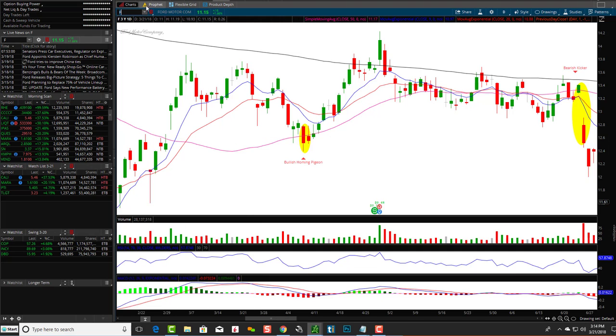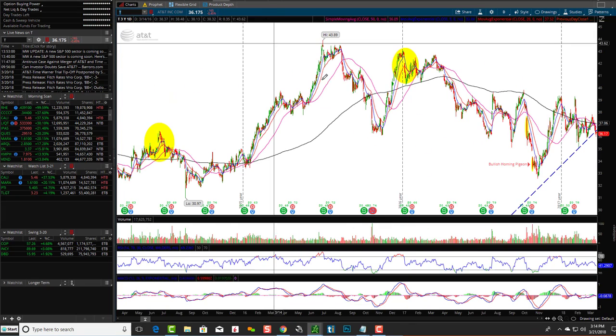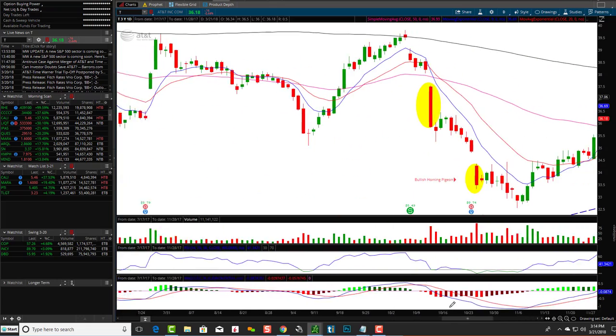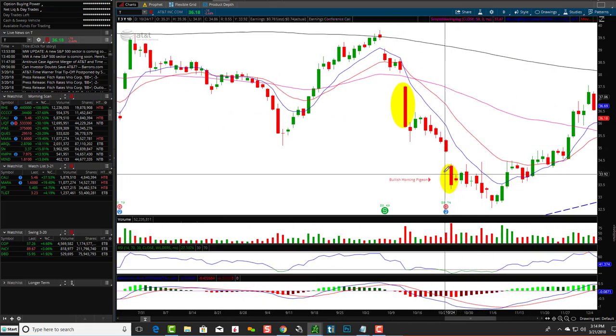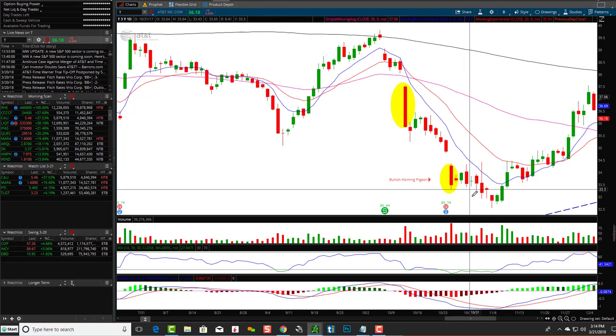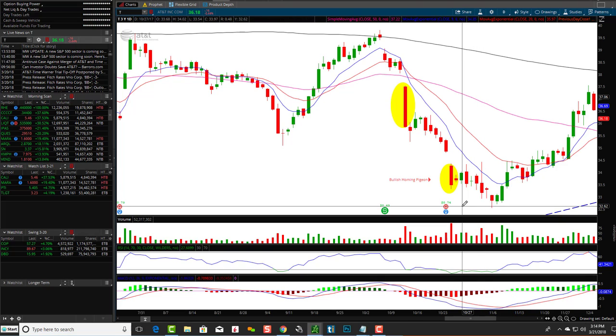We'll take a look at one more here. We'll look at AT&T. And we can see over here, this one right here, a really nice looking homing pigeon. And look at this, it only went up one candlestick, and then right over this one it failed and fell back down.